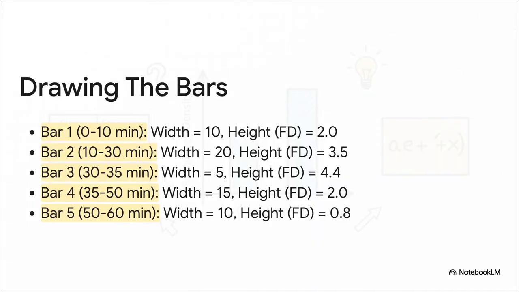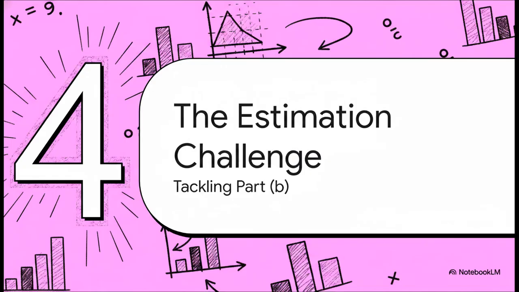And now we just start drawing our bars using our table as the guide. The first bar goes from 0 to 10 with a height of 2.0. Done. The next one goes from 10 to 30, so it's wider, with a height of 3.5. You just build it up, bar by bar. Get at least 3 of these right, and boom, that's another method mark secured. Okay, histogram's done. That's part A sorted.